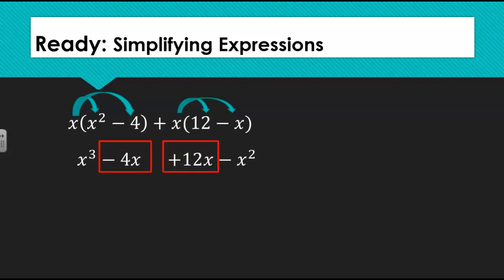We will combine our like terms. Negative 4x plus 12x, which is positive 8x. There are no other terms like x cubed or x squared, so we simply bring those down. This is not written in standard form, so we need to rearrange our terms from the highest degree to the lowest, or the highest exponent to the lowest. Remember the term 8x: if there is no exponent written, it's understood to be 1.